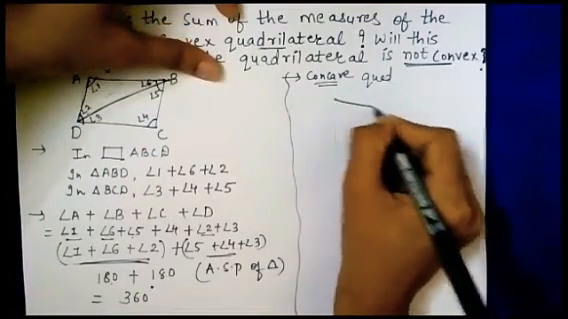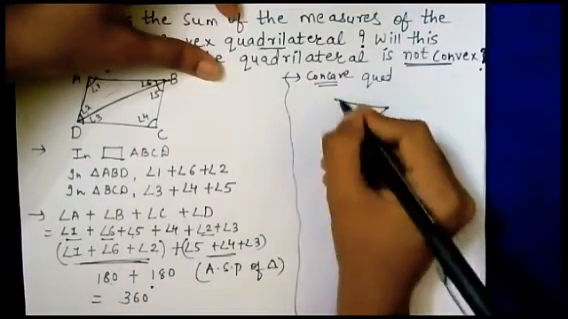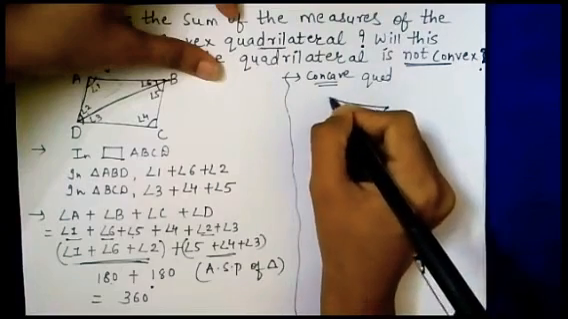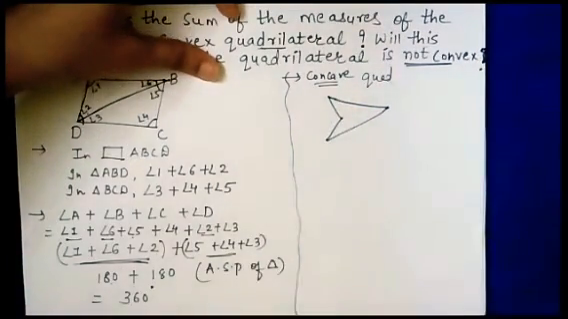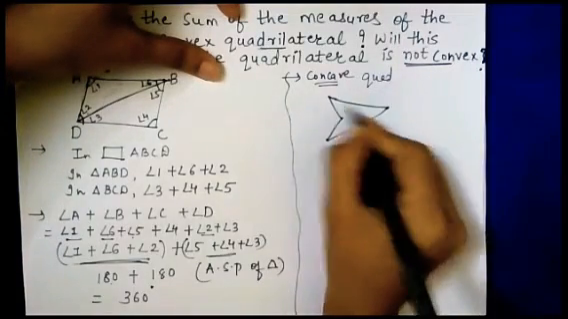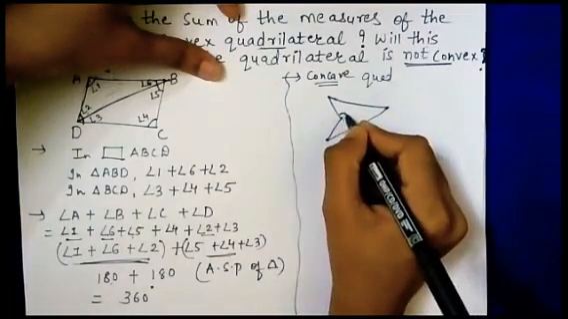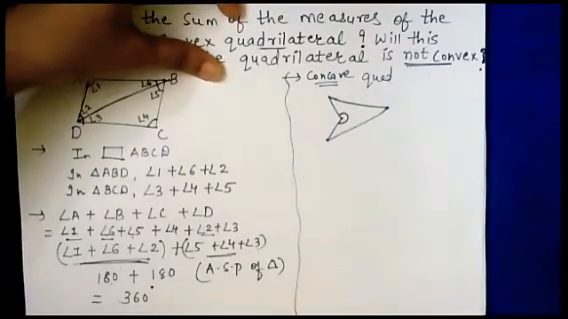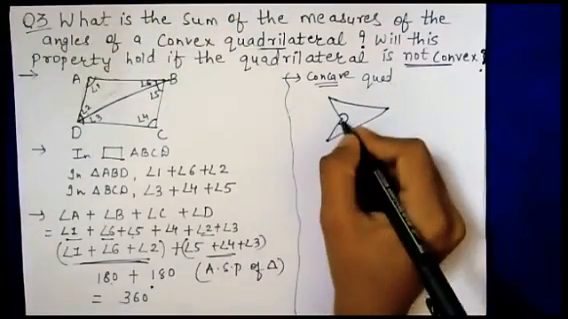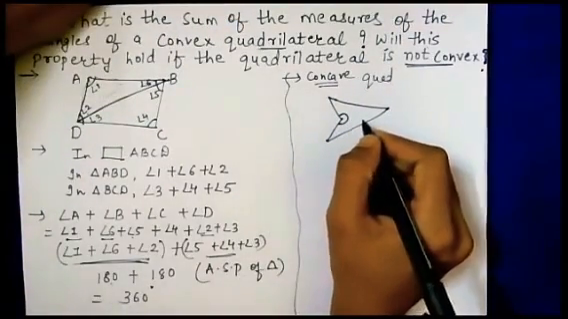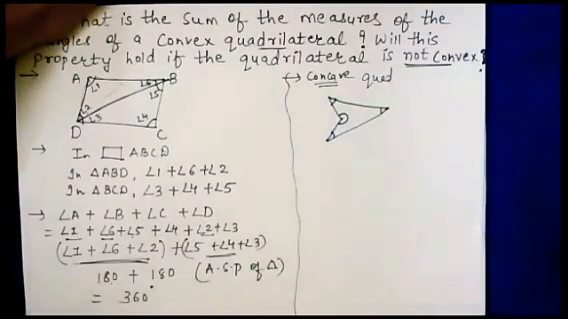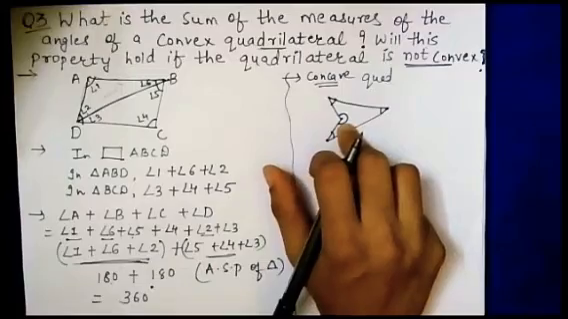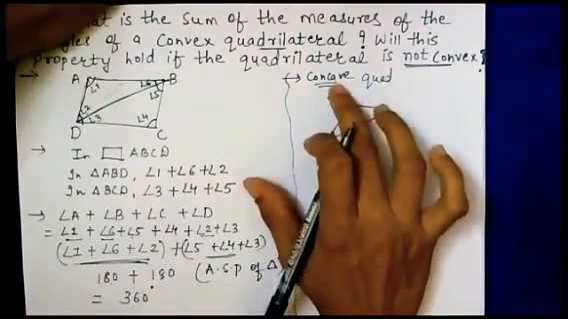So let us draw a concave quadrilateral. Suppose I am taking this concave quadrilateral. Now you can see this is a concave quadrilateral. Why? Because this angle is more than 180 degrees. So one angle is more than 180 degrees. All other angles are less than 180 degrees. So only one angle is more than 180 degrees. So this is a concave quadrilateral.